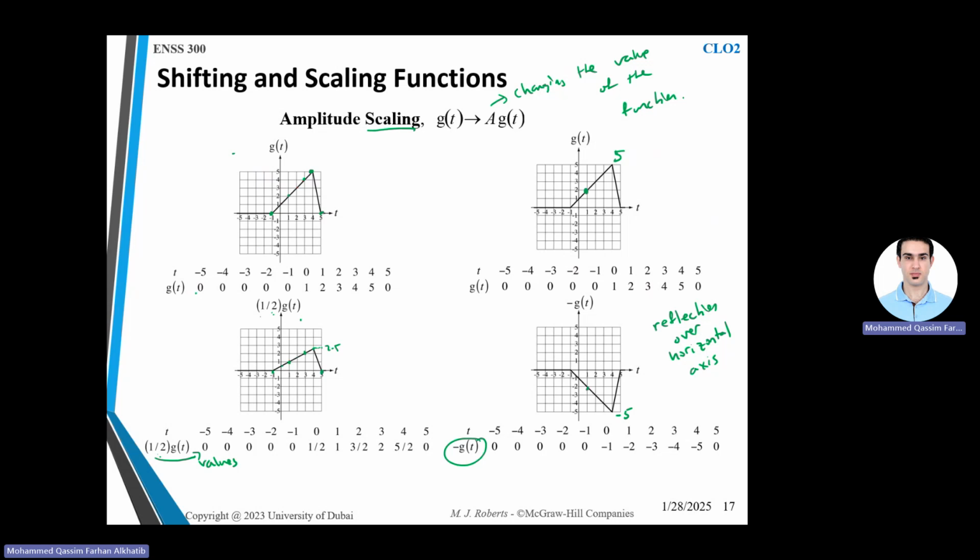Okay, so initially amplitude scaling, when you have g of t, and same thing here, g of t, when you have 1/2 g of t, so I'm scaling the amplitude by 1/2, so I'm dividing over 2. So my maximum was 5, now it's 2.5. It's the same shape, but it's shrunk a little bit in the y-axis. When you multiply by a negative value, we've seen that it's the mirror. When you multiply by a positive value larger than one, the signal will expand.